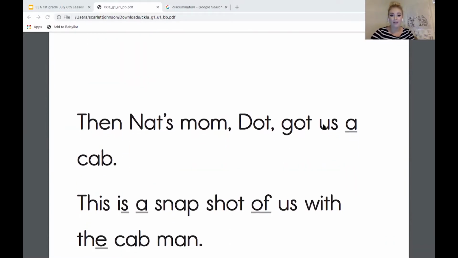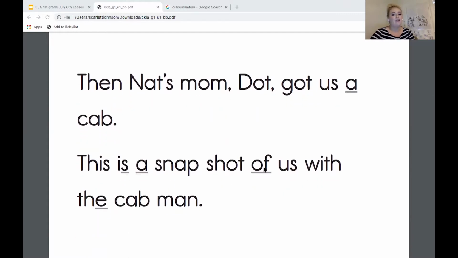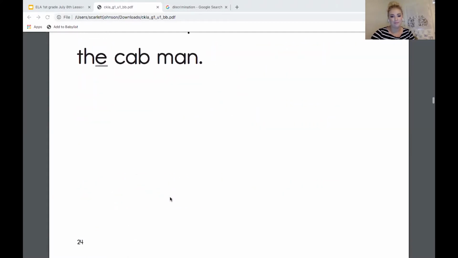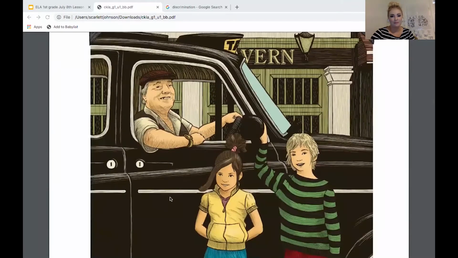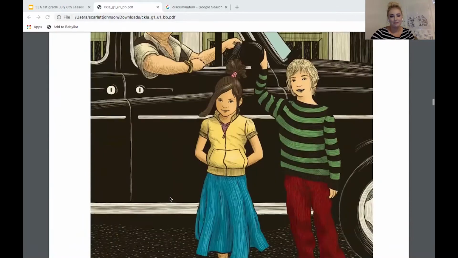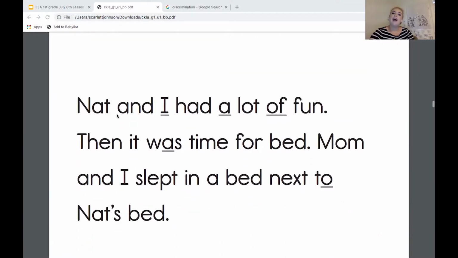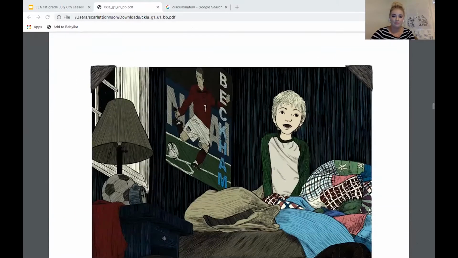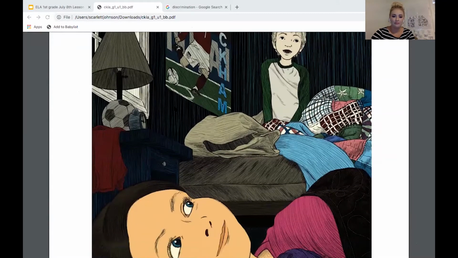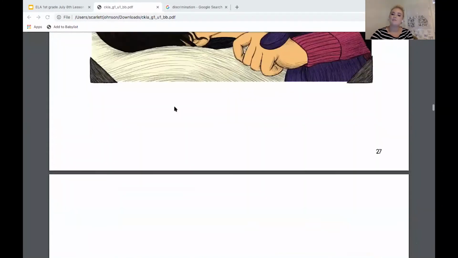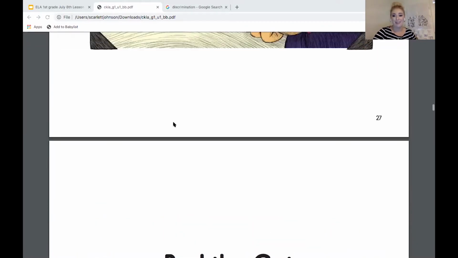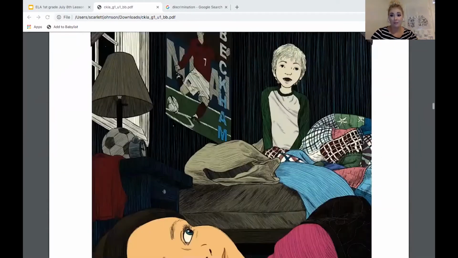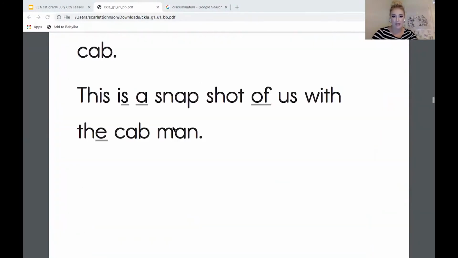Then Nat's mom, Dot, got us a cab. This is a snapshot of us with the cab man. Nat and I had a lot of fun. Then it was time for bed. Mom and I slept in a bed next to Nat's bed.